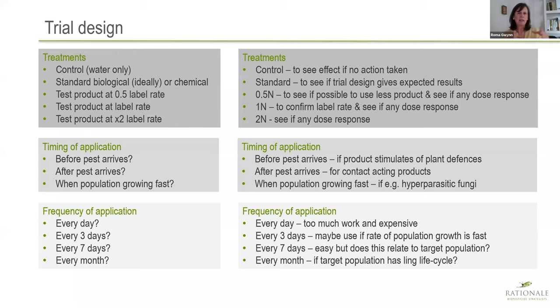So it might be that you have blocks, say 3 applications at 3 day intervals, then if you can see that the population growth is reducing, you can open out your intervals to every 7 days or even every month. So again, the frequency of application is not just depending on the mode of action of your substance, but also depends on what the insect is doing and where it is and what's happening to it.